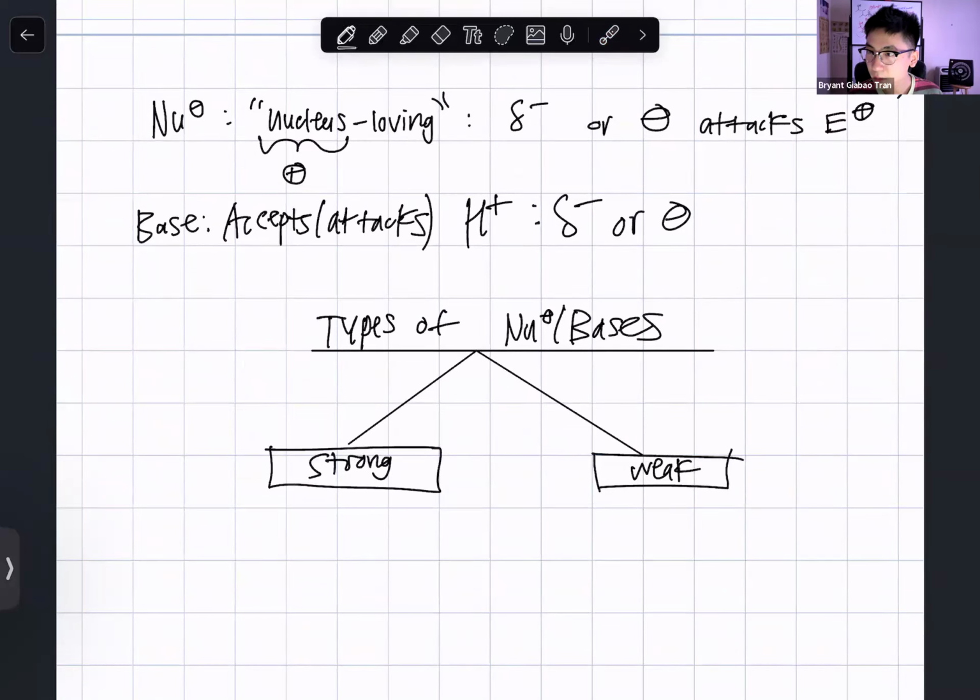Okay. Because something that's negatively charged will have an excess of electrons, and that excess of electrons is going to be a strong nucleophile because it will be able to attack something that's positively charged, right?